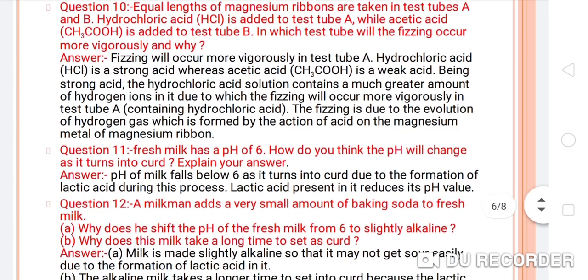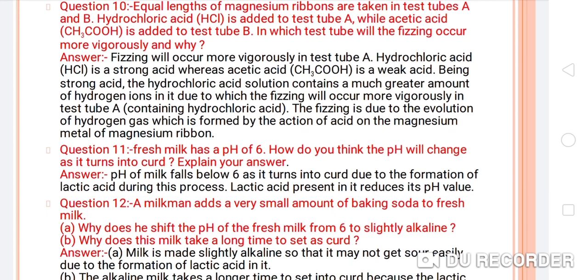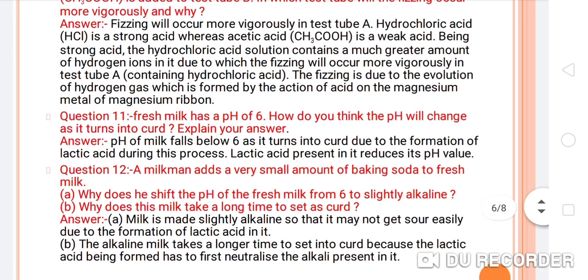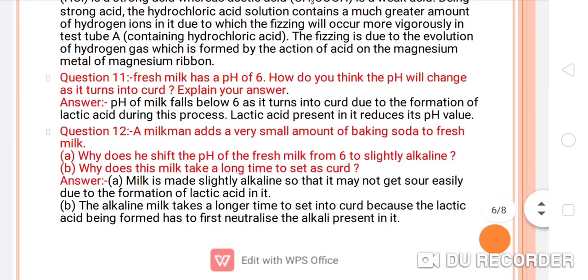Whereas acetic acid is a weak acid. Being a strong acid, the hydrochloric acid solution contains a much greater amount of hydrogen ions, due to which the fizzing will occur more vigorously in test tube A containing the hydrochloric acid. The fizzing is due to the evolution of hydrogen gas, which is formed by the reaction of the acid on the magnesium metal of the magnesium ribbon. So this is the answer.